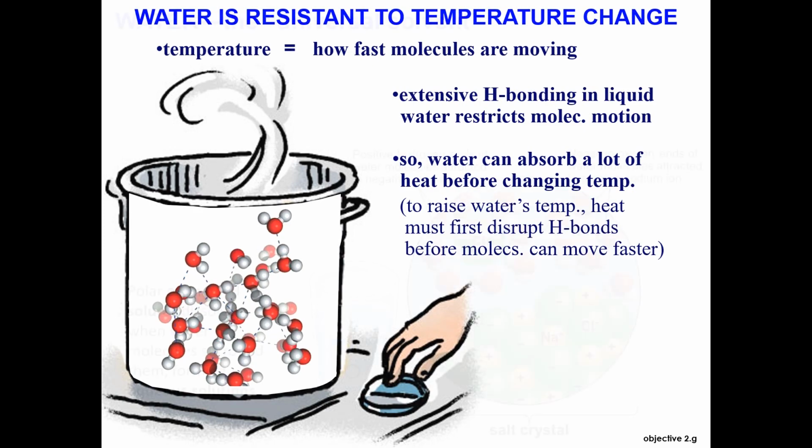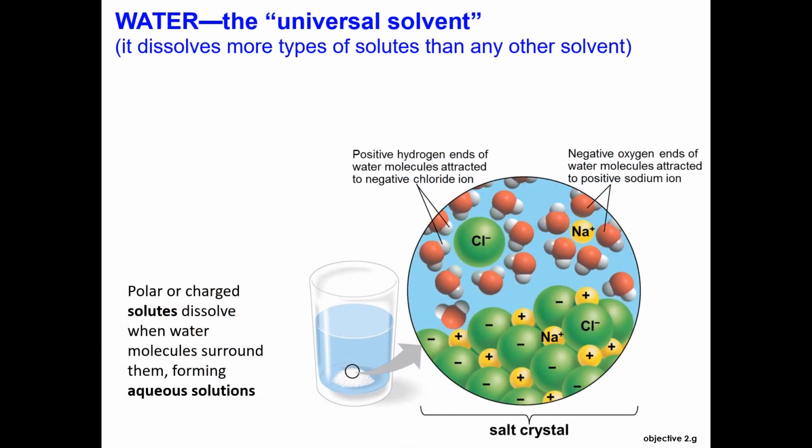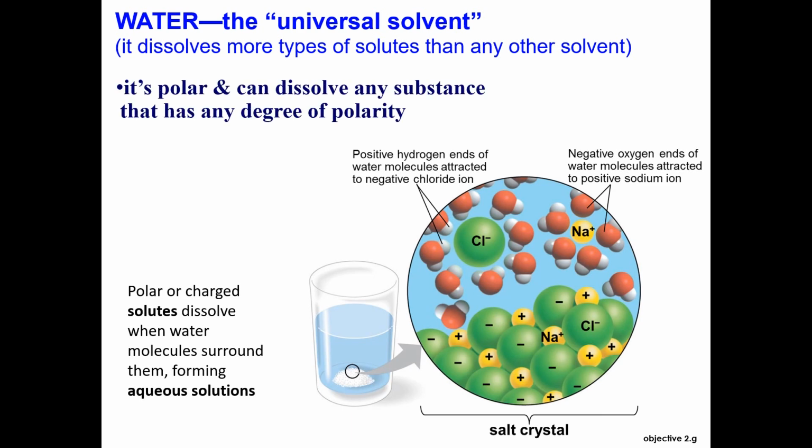Water also serves as something called the universal solvent. This means that it dissolves more types of solutes than any other solvent known to man. This is because it's polar and can dissolve any substance that has any degree of polarity. So it's the solvent found in all cells, as well as blood, plant, and tissues.